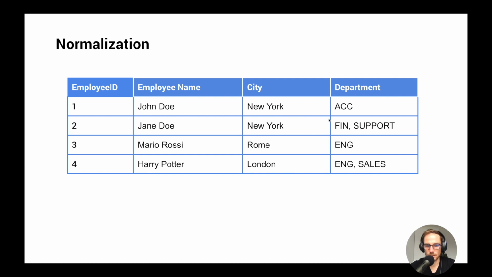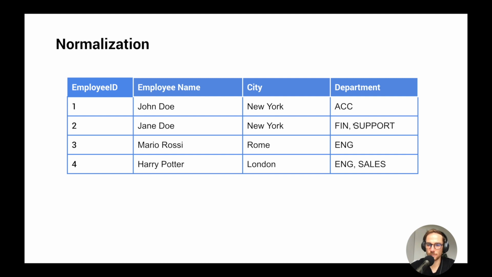The first normal form rule says that an attribute, like a column on the table, cannot hold multiple values. You should hold only atomic values, which basically means the column can only have one value. And as you can see, the city column is fine, but the department one contains more than one value. So for example, this row is not first normal form compliant.